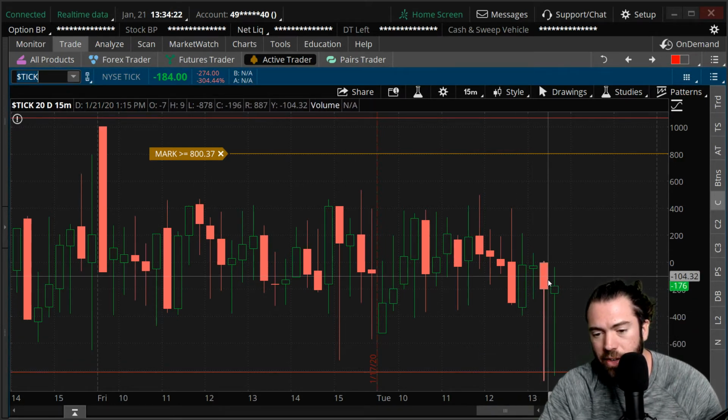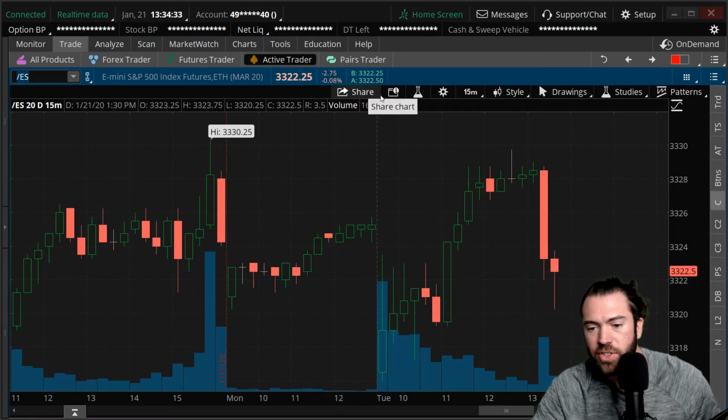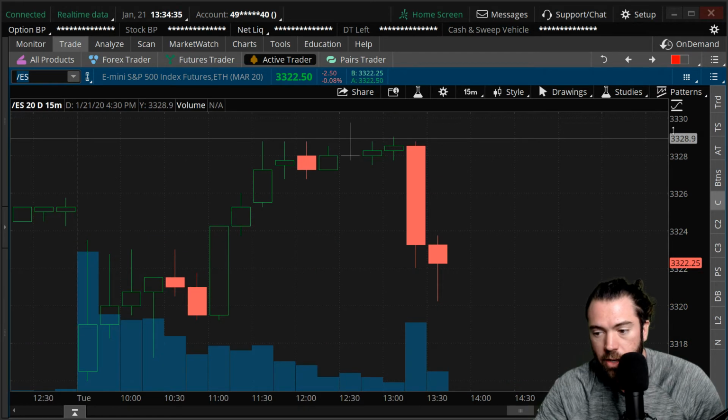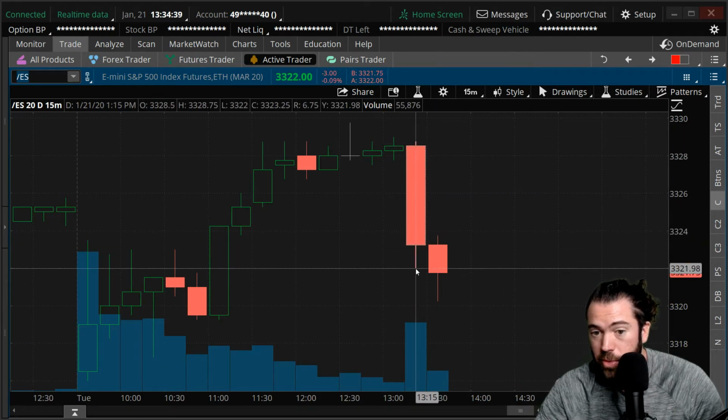So we have a negative 800 tick, we print down, hit it again, and now we're bouncing to negative 178. Now look here at the S&P. We'll pull up the S&P futures during the same time horizon. Okay, look at that dip. That's about a 6-point dip in the S&P futures.